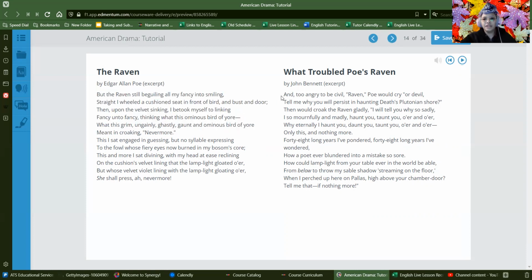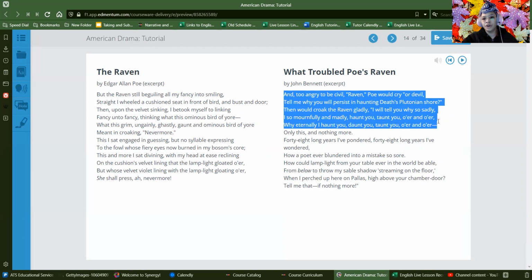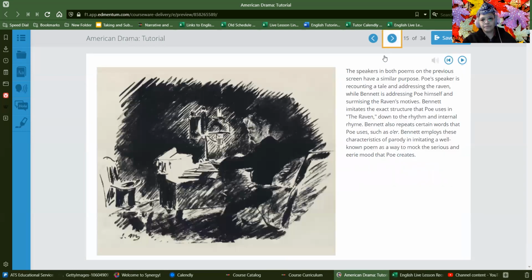So John Bennett parodied this and used a similar structure, so it'll sound similar to The Raven. "And too angry to be civil, Raven, Poe would cry, or devil, tell me why you will persist in haunting death's Plutonian shore. Then I will croak the raven gladly, I will tell you why so sadly, I so mournfully and madly haunt you, taunt you over and over. Why eternally I haunt you, daunt you, taunt you over and over. Only this and nothing more." So it's not exactly the same, but you can see where the inspiration is. The way that the lines are stuttered sounds similar.